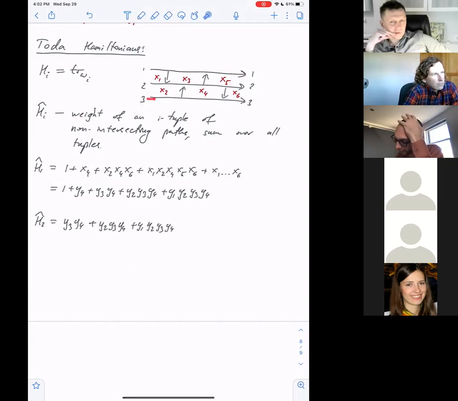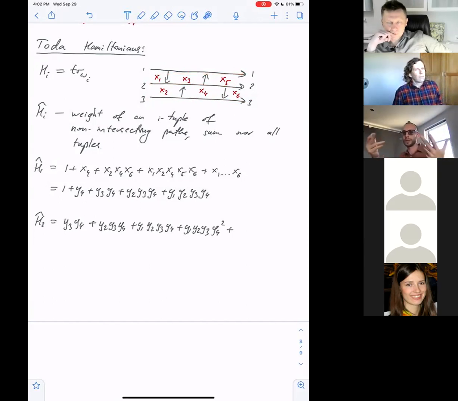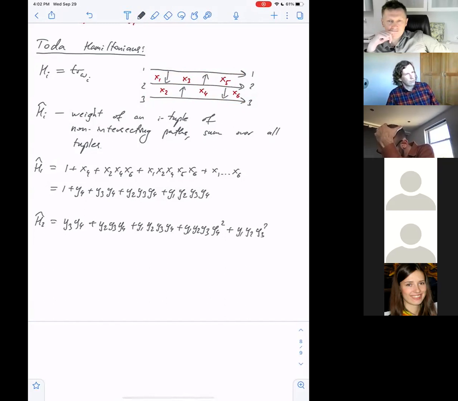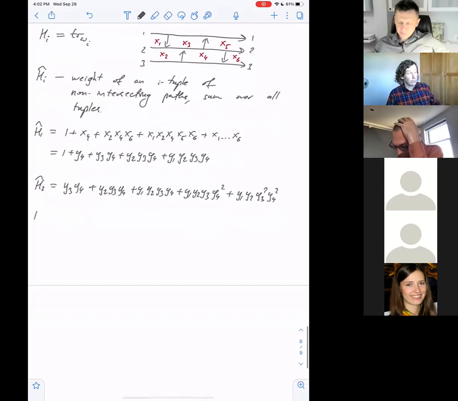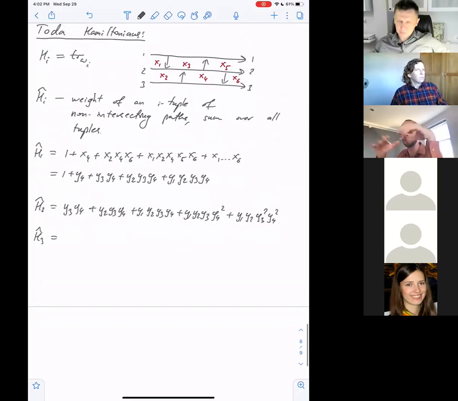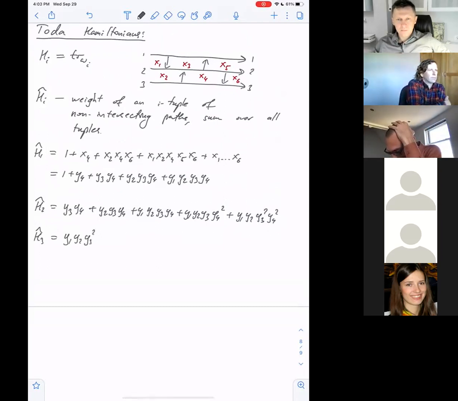Then there's a pair, this 3 and this 1. So it gives us just extra x4, so it gives us y1 y2 y3 y4 squared. And finally, path 2 and path 1, there's just one way to make this two-tuple non-intersecting. So we get y1 y2 y3 squared y4 squared. And the last one, H3 hat, is just the product of all 3 paths. This is y1 y2 y3 squared y4 squared.